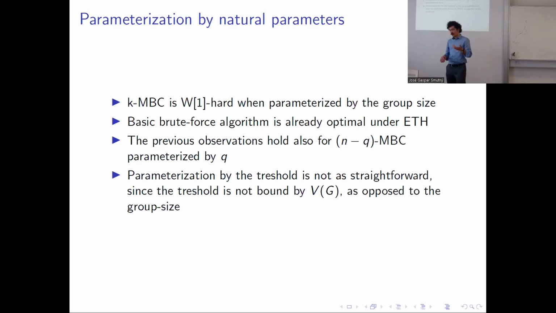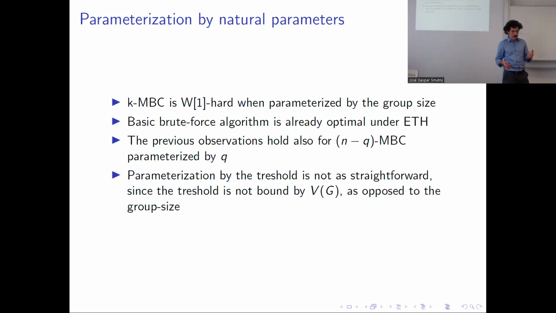These observations also hold for the n-q MBC problem. So it's very similar. Instead of the parameter being the group size, it's the number of vertices not in the group, that is, a group of size n-q. The same observations apply: the brute force algorithm is already optimal under ETH, the exponential time hypothesis, and the problem is W[1]-hard.